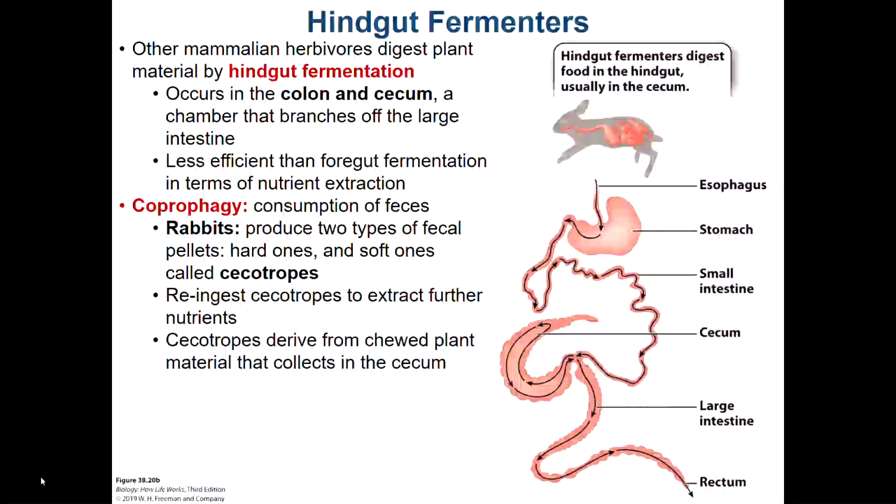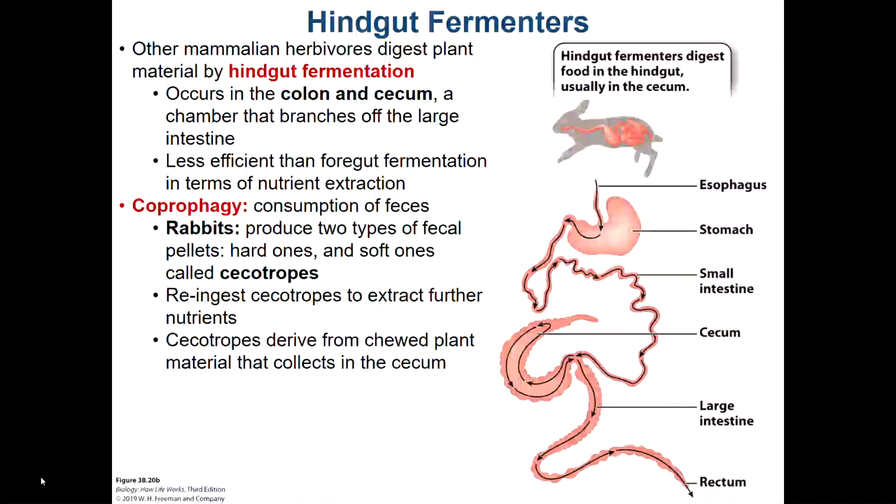Because the bacteria that can break down cellulose are found in the cecum in hindgut fermenters, this is a much less efficient way to get nutrients because the food has already passed through the small intestine, where most of the nutrient absorption happens in animals. In order to deal with this less efficient way of breaking down cellulose, some animals, such as rabbits, hares, and pika, consume their own feces, which is called coprophagy.